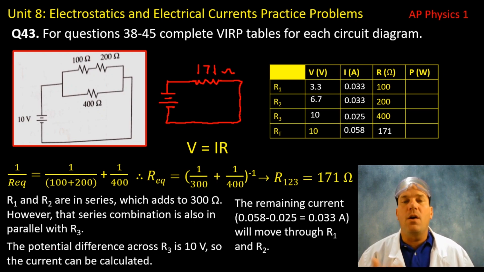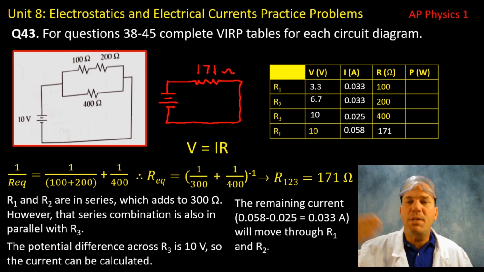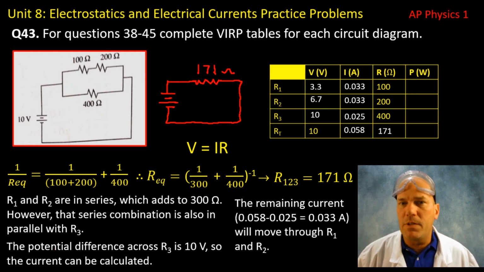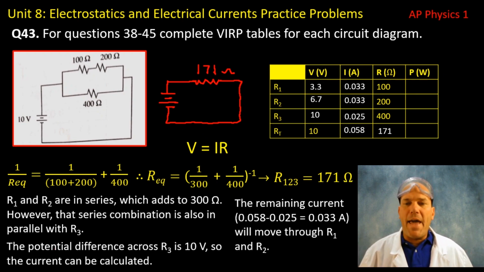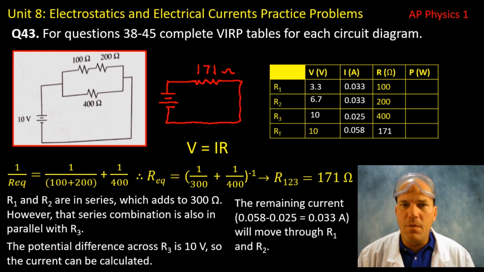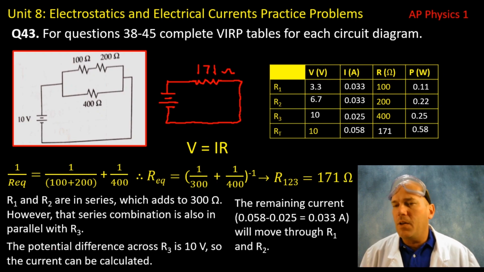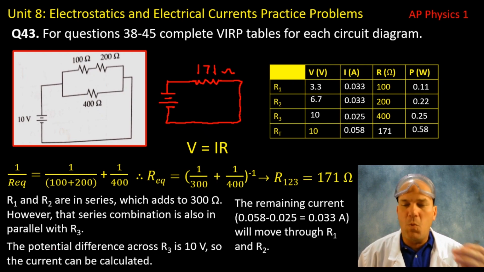Also note that the potential difference across R1 plus the potential difference across R2 adds up to 10 volts, which is the potential difference for the entire circuit. Now it's very straightforward to go ahead and calculate the power, which will all add up to the total power of 0.58 watts.